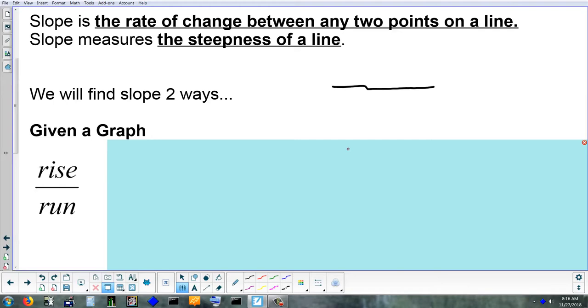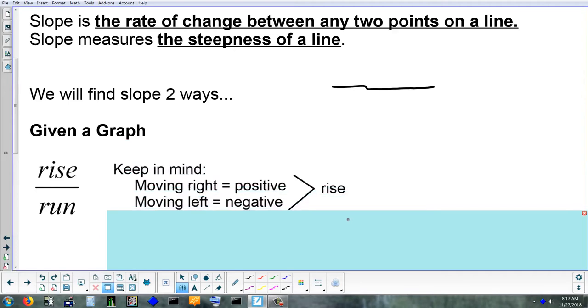So on your note sheet, if we give you a graph, you don't have to plug any numbers in. There's no type of formula for this. You're just gonna figure out the rise over the run. So what does rise mean? What direction are you going? Up, right? If it's positive, you go up. What if it's negative? Down. You go down, right?